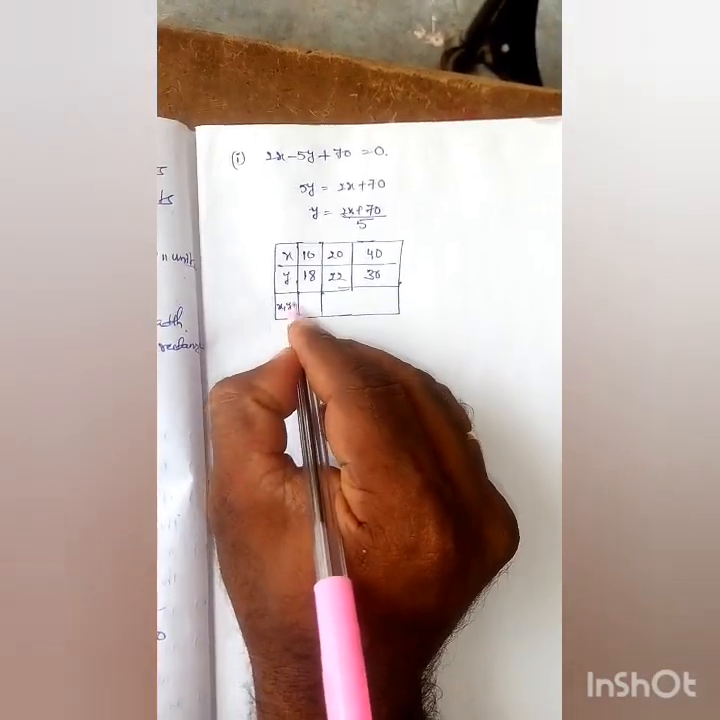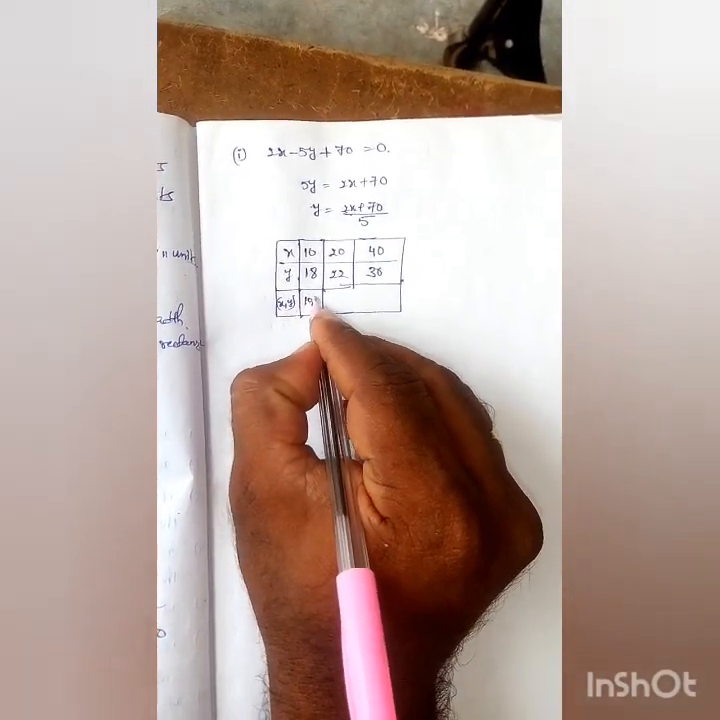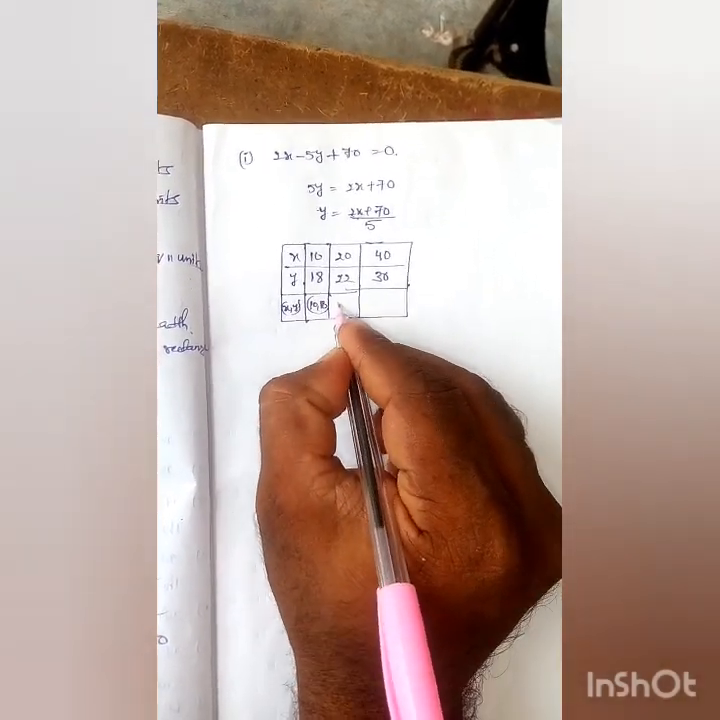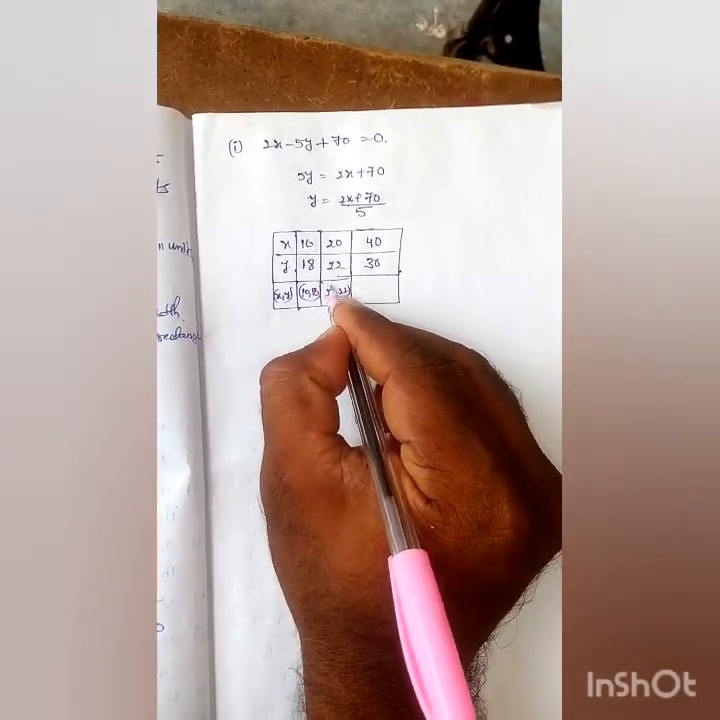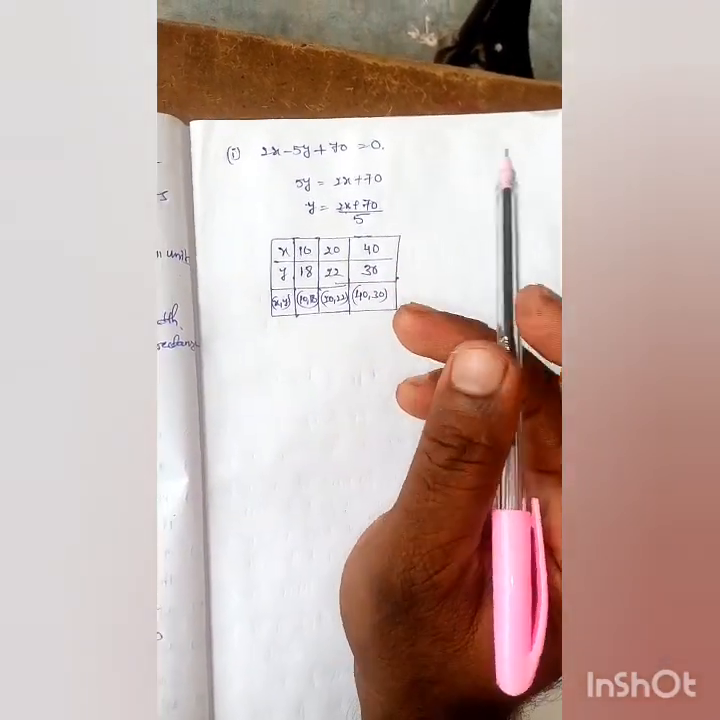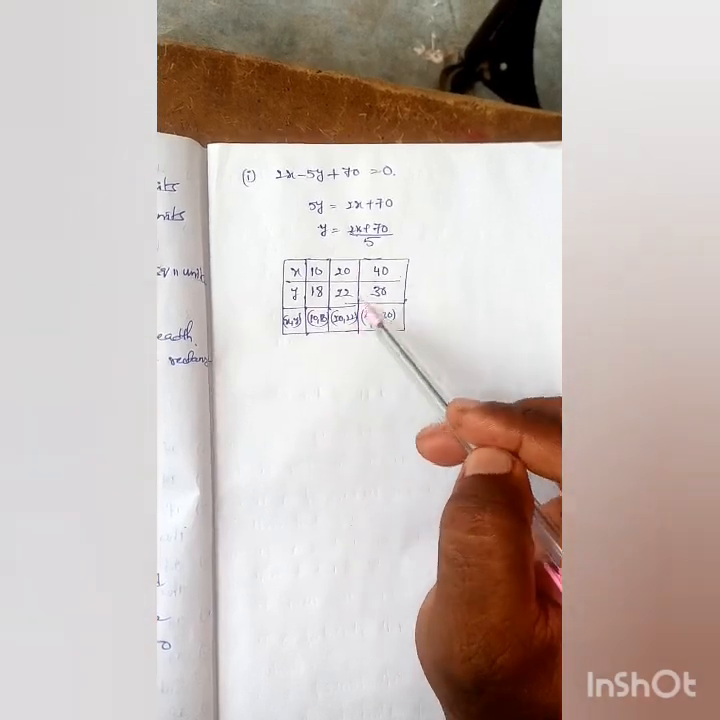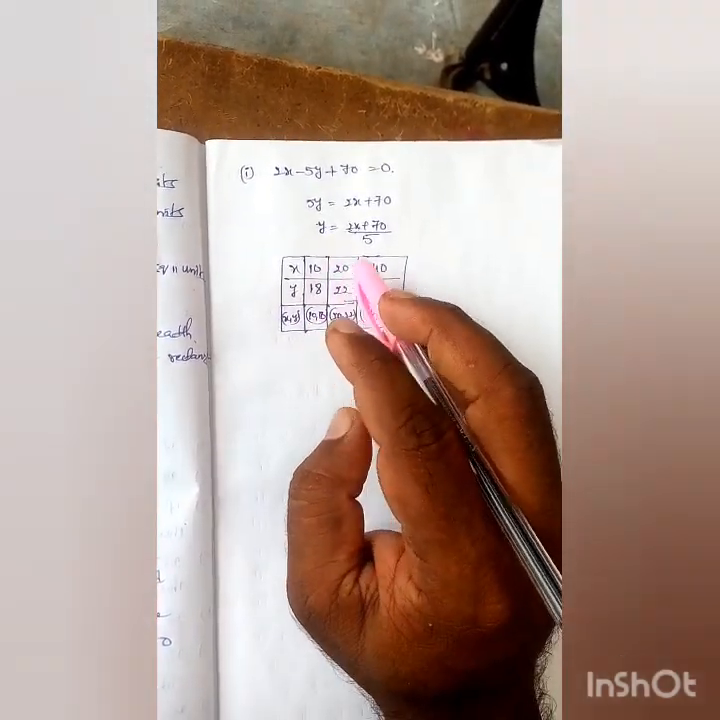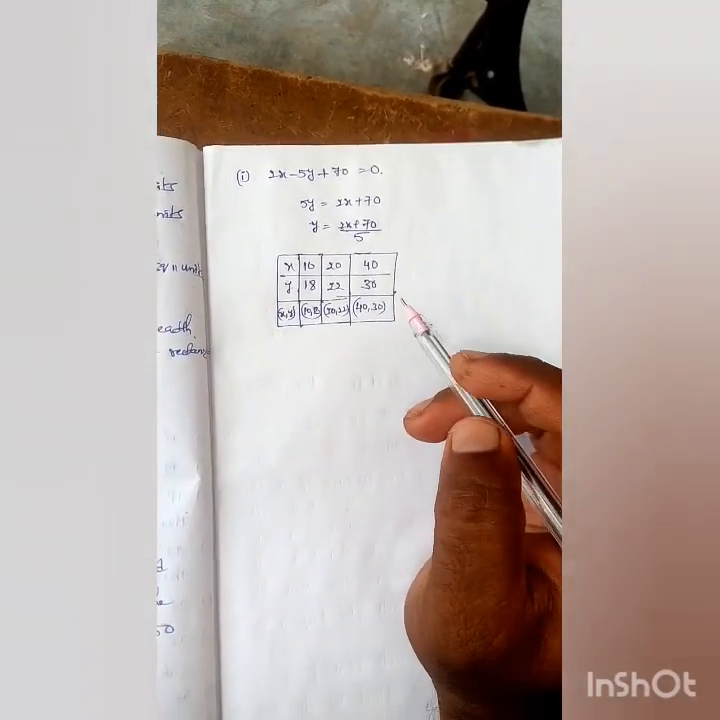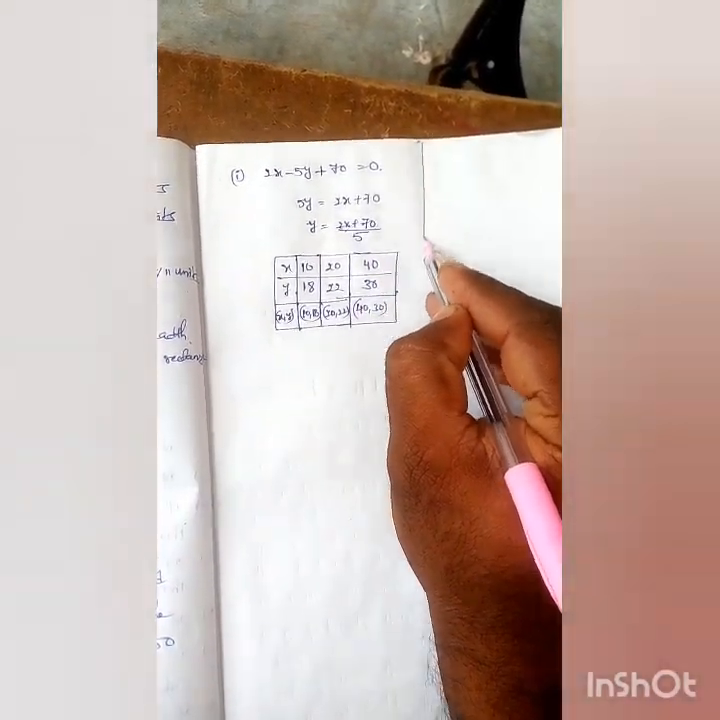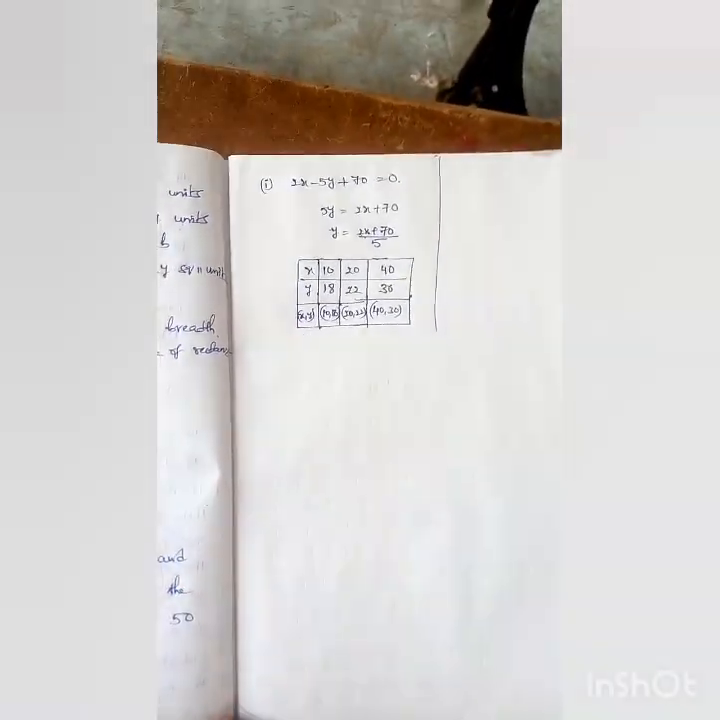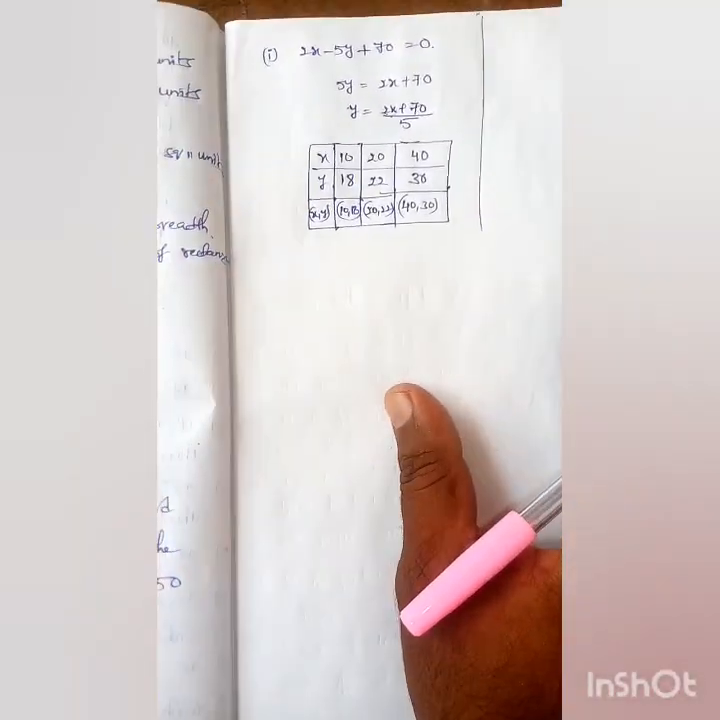I am writing in the form of coordinates here. XY form, that is (10, 18), (20, 22), (40, 30). Okay students, you can draw the graph by using this table. You can draw the first straight line. Now calculate the values for drawing the second straight line.